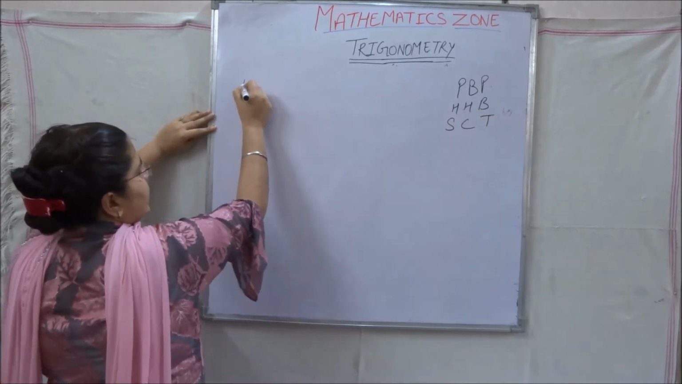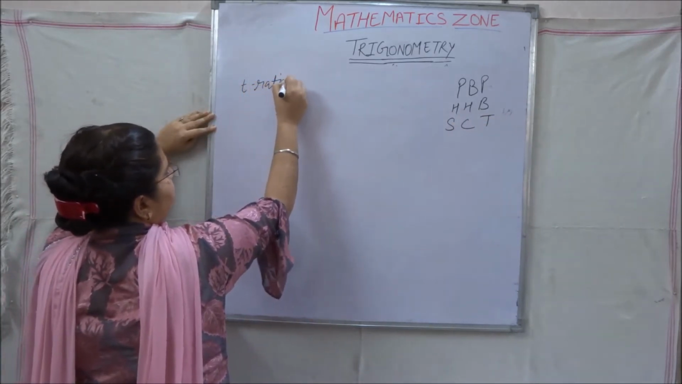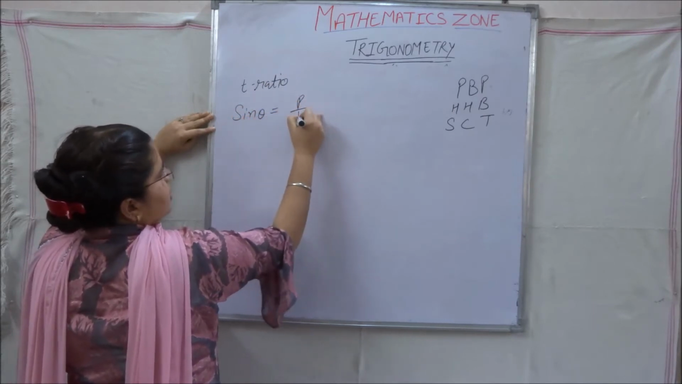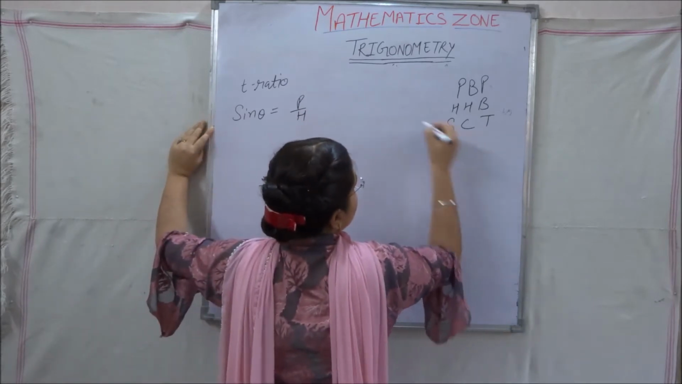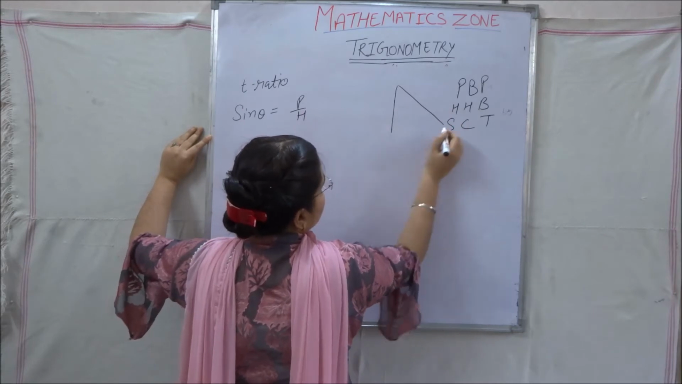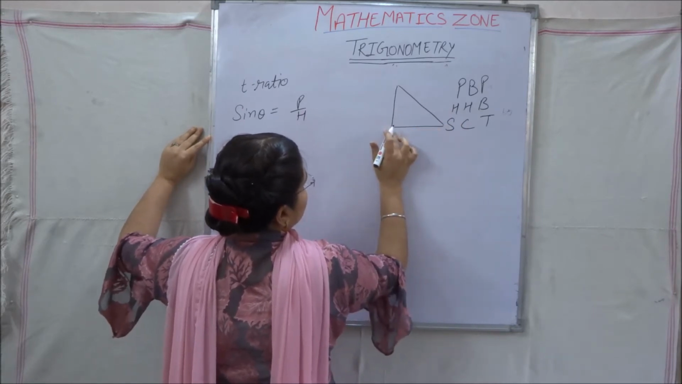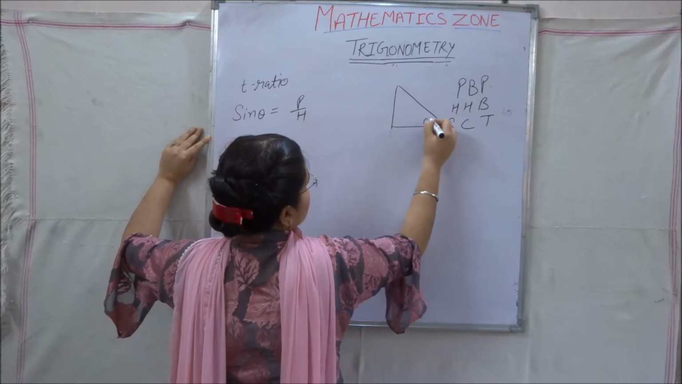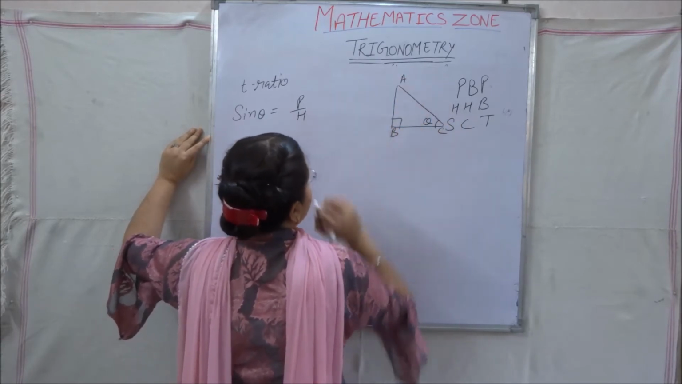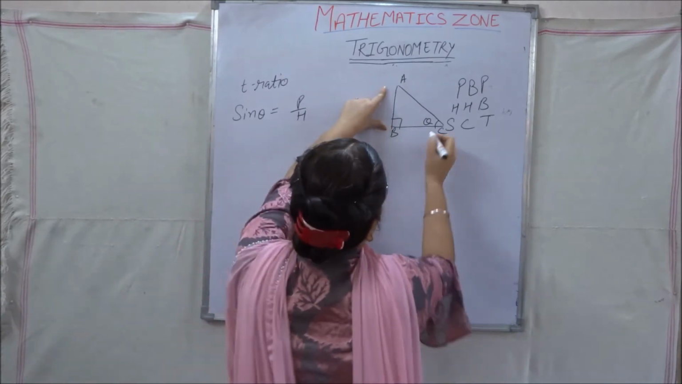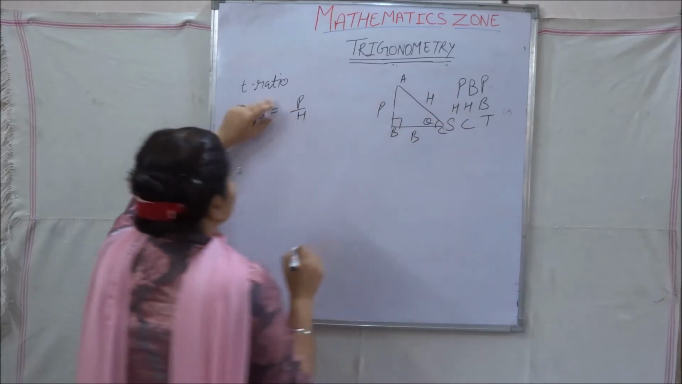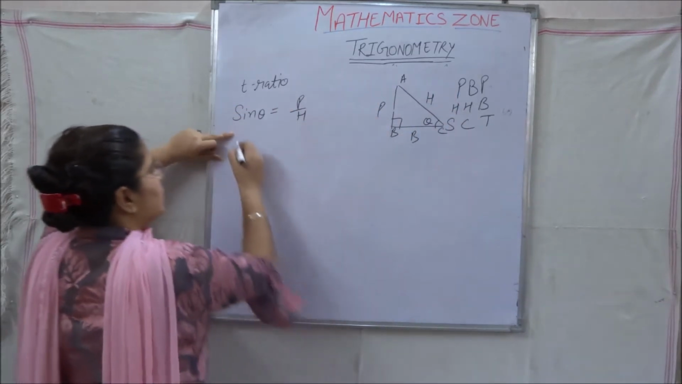Now to find the T ratios, sin theta will be P upon H. Let us suppose this is angle theta, A, B, C. This is a right angle triangle. Now this is perpendicular, base and hypotenuse. Now P upon H is sin theta.